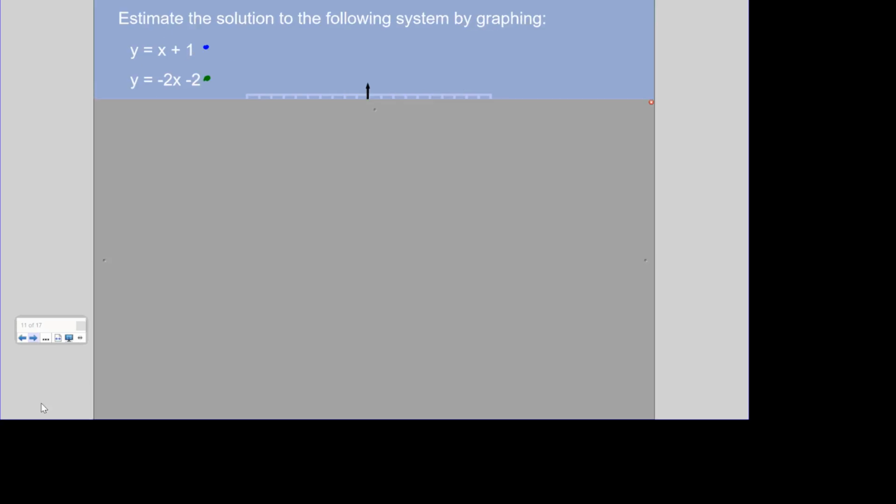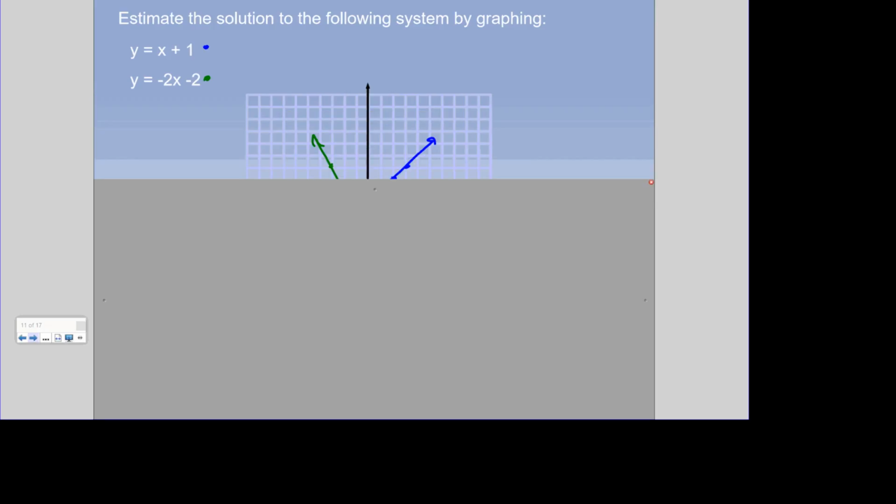All right, try this one on your own. Go ahead and estimate the solution by graphing both equations. And in just a moment, or when you're done, click pause to practice and then play when you're ready to check. Okay, so let's check how you graphed this.